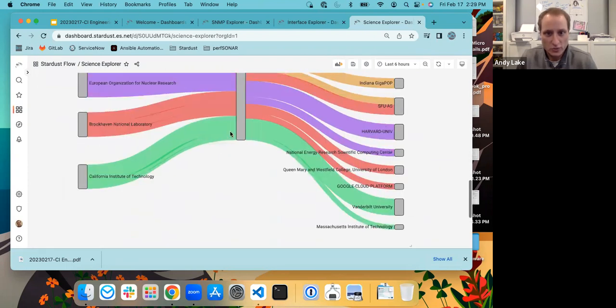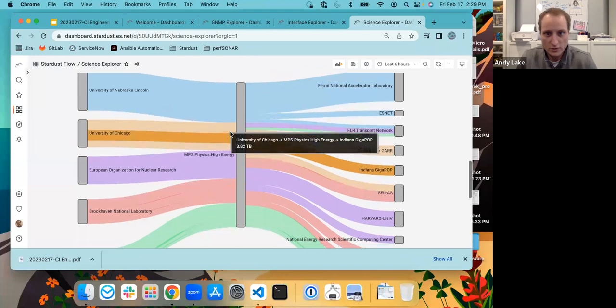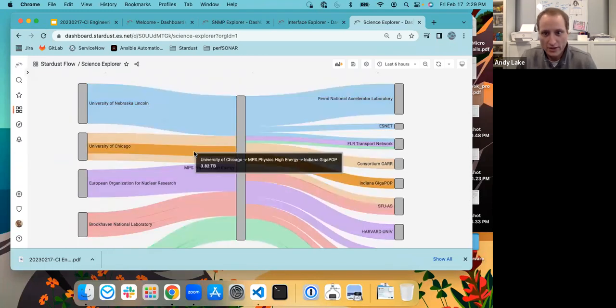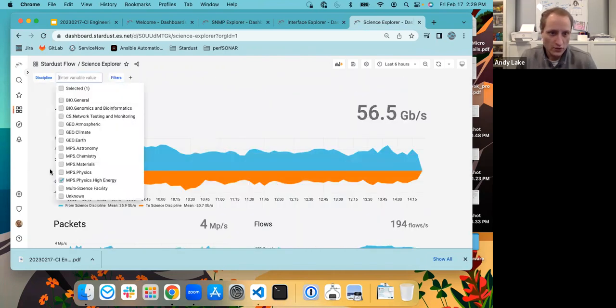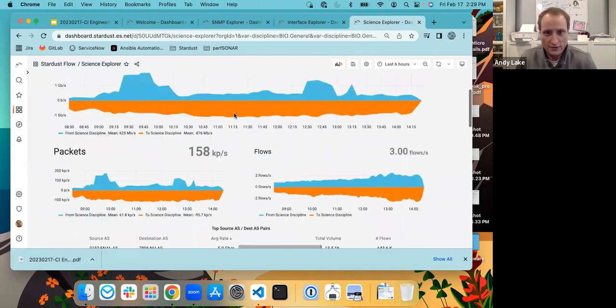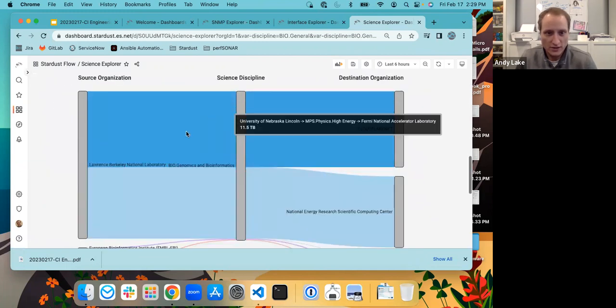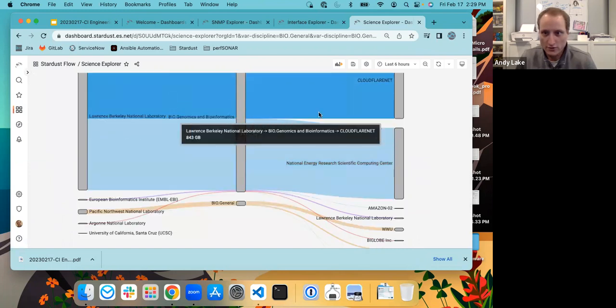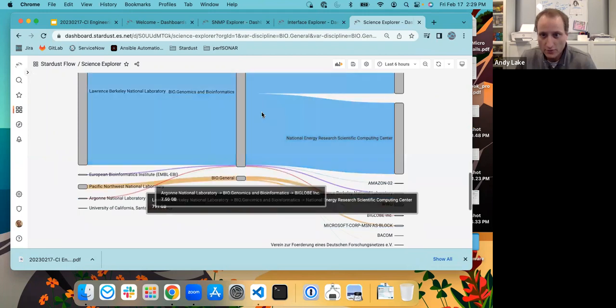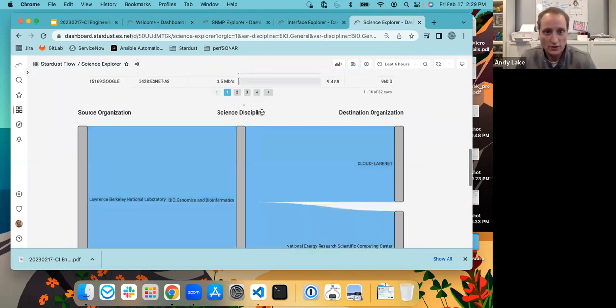The Sankey graph, which is one of the nice plugins, like I said, that we developed, has a nice way of showing all this happening. If we want to switch to something else, I didn't check this before, usually bio can sometimes be interesting. So if you want to switch to biology, it'll switch over to that. Come down to the Sankey here and see LBL's doing some stuff to NERSC and some other places, right? So a slightly higher level view.